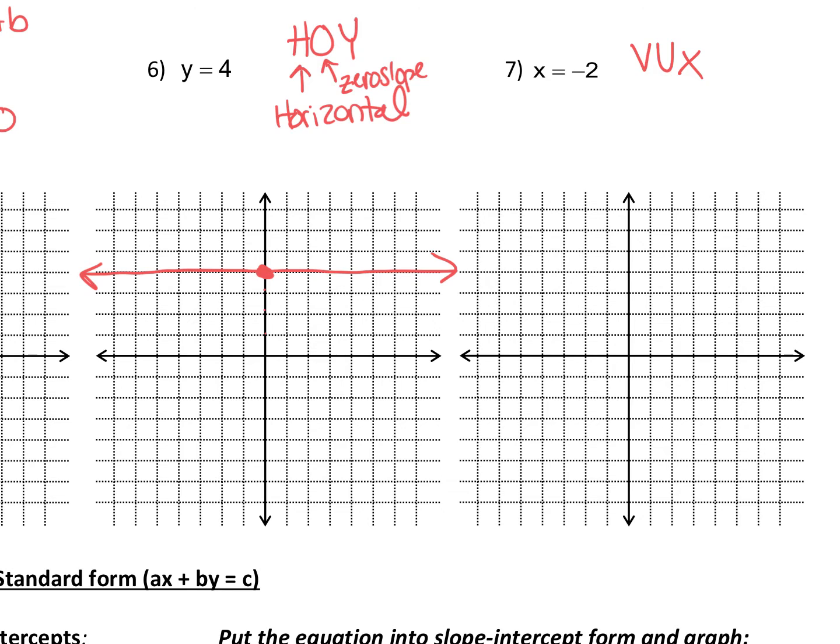When we have an x, that means it's a vertical line. So I'm going to go to negative 2. The u stands for an undefined slope. So 0 slope is flat, undefined is straight up and down.